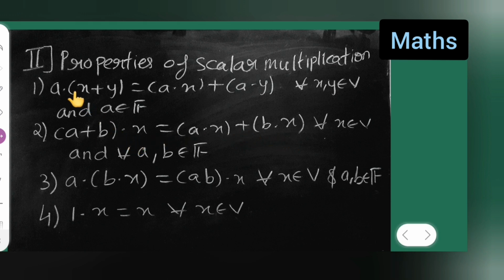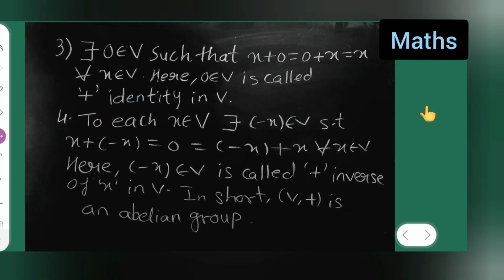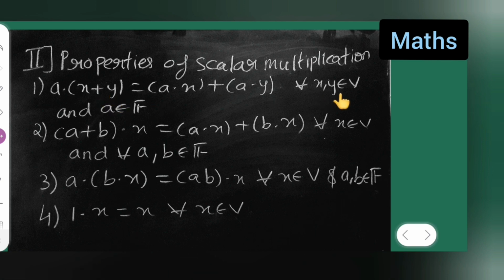So let me explain the first property. Here a dot x, a into x, plus a into y, a into y, for all x and y belonging to V, and a belonging to the field. The second is (a plus b) into x equal to a into x plus b into x, for all x belonging to V, and for all a, b belonging to the field.